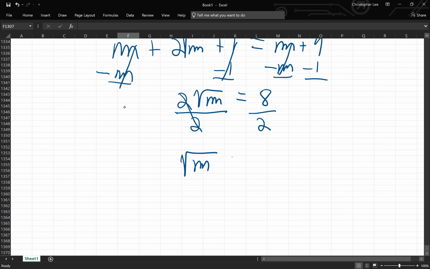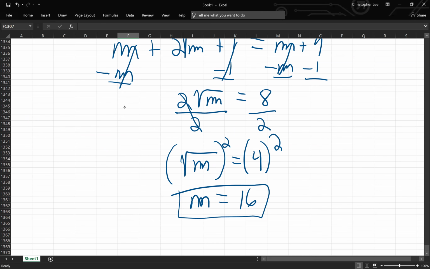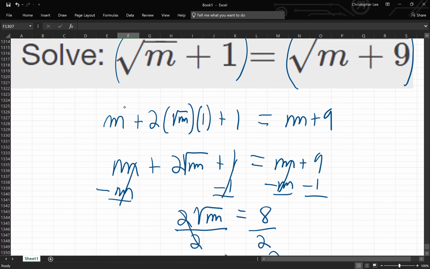Last but not least, I have square root m is equal to 4. What am I going to do? I'm going to square this. What I do to one side, do to the other. So m is equal to 16. And it's that simple. After that, you have to test it out, check if it works.